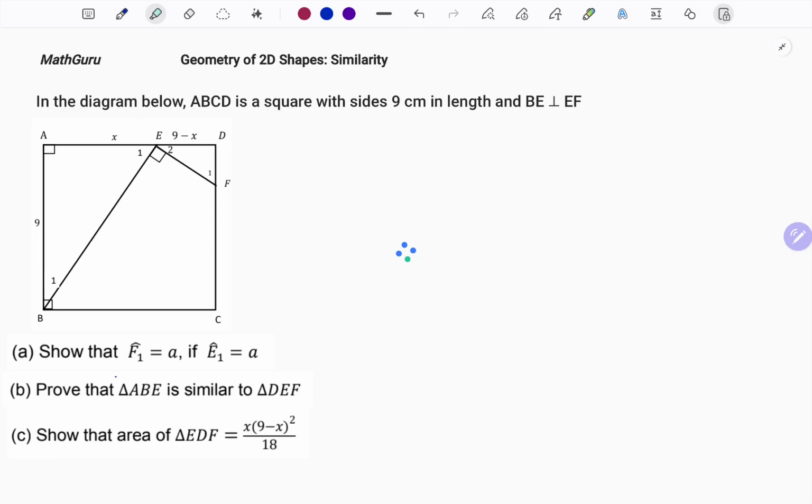In this video, I'm going to show you how to solve the following geometry of 2D shape question focusing on similarity.